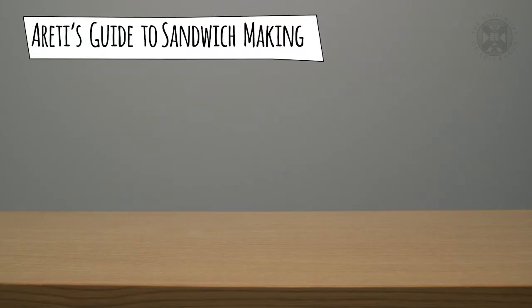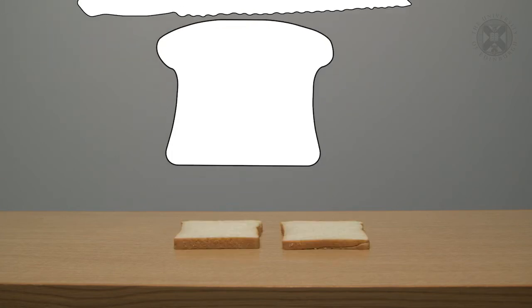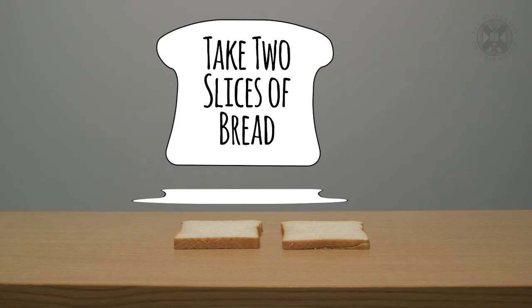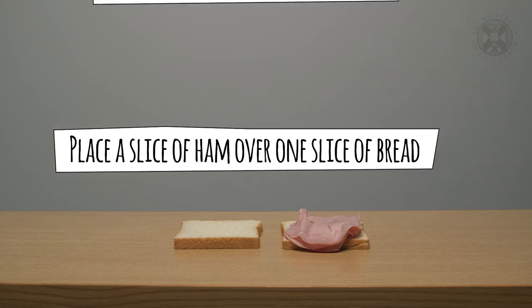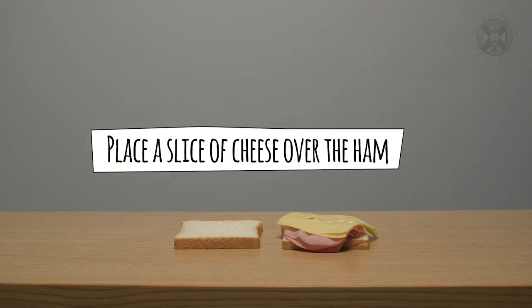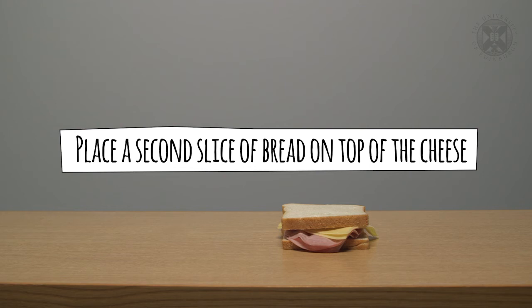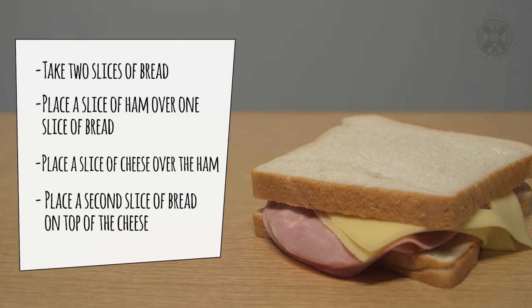Let's say we want to teach someone how to make a sandwich. We can describe the steps as: take 2 slices of bread, place a slice of ham over one slice of bread, place a slice of cheese over the ham, place a second slice of bread on top of the cheese, and that's it. So if we were to write down the different steps in English, that's what it would look like. You can see that we describe this process as a sequence of steps, which are followed in order, one after the other.